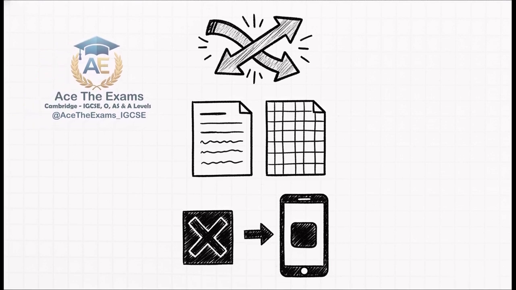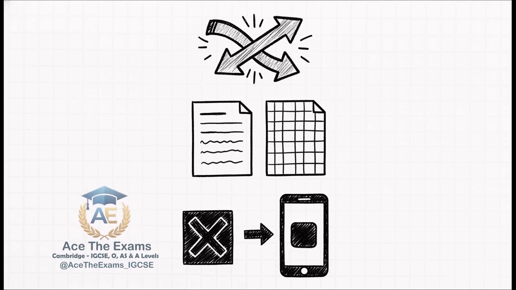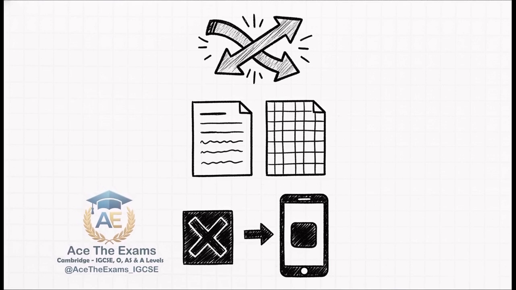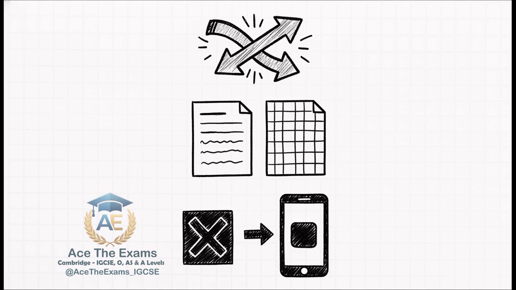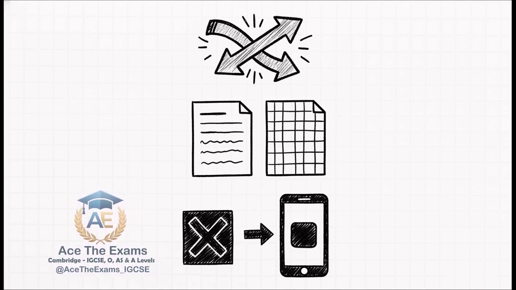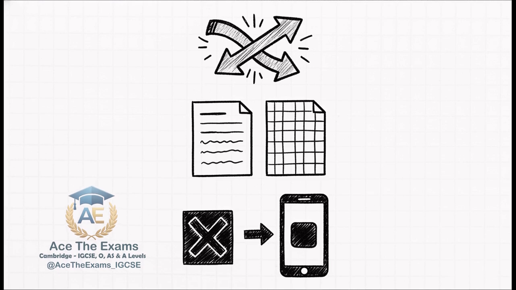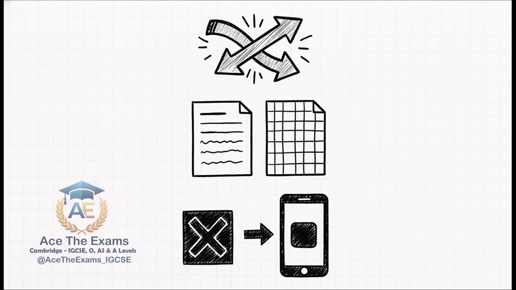Mistake number 2, forgetting to check format and presentation. If the command word asks for a structured report and you just scribble down bullet points without clear headings, you lose the format mark instantly. You also have to use correct terminology. Don't call it the clicking thing, use the term WIMP environment or pointer.